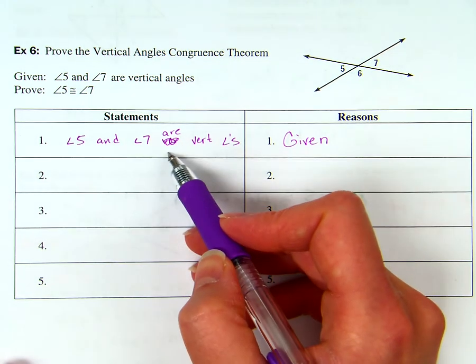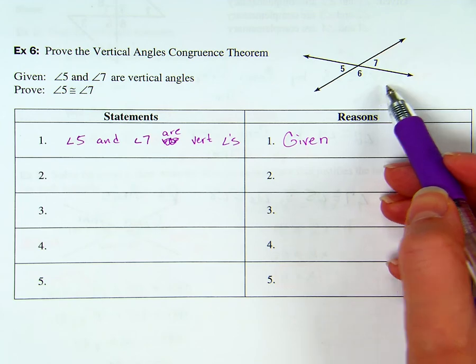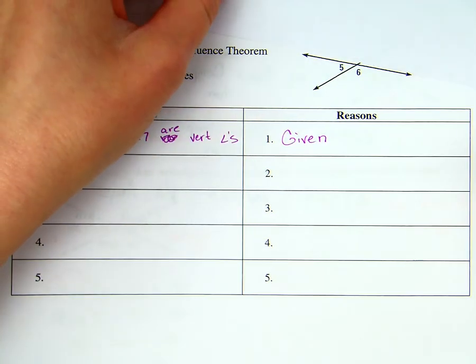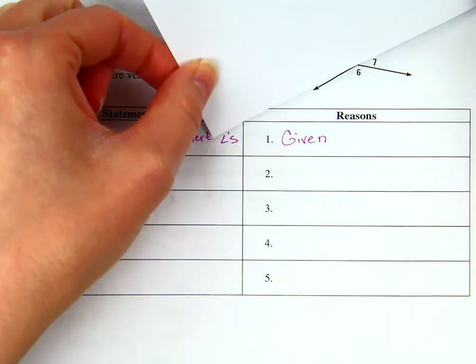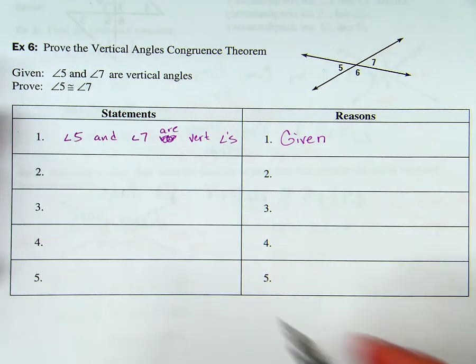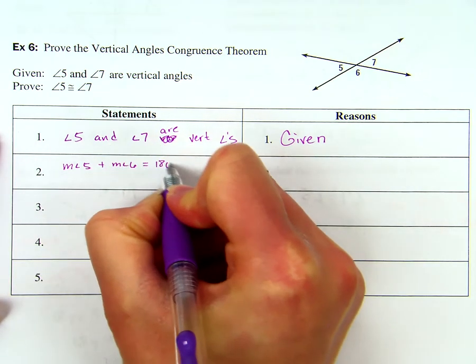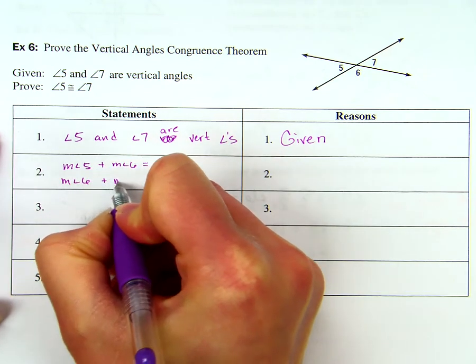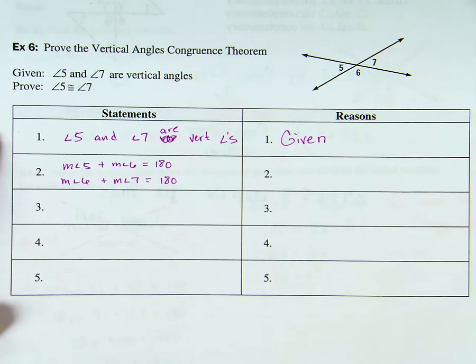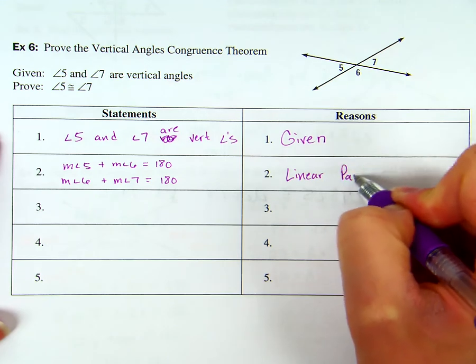Since our given statement does not tell us much, let's look to our diagram and see what conclusions we can get from there. Looking at my diagram, I see a couple of things. I see that angle 5 and 6 are a linear pair. Their total should be 180. The same is true of angles 6 and 7. Their total should be 180. So let's use that as our next statement in the proof. Let's say the measure of angle 5 plus the measure of angle 6 equals 180. As well, the measure of angle 6 plus the measure of angle 7 equals 180. We know that because the diagram shows us they are linear pairs. So we're applying our linear pair postulate.